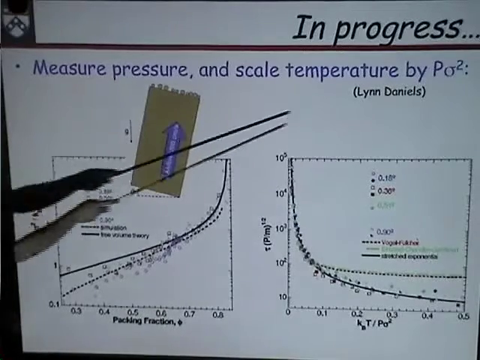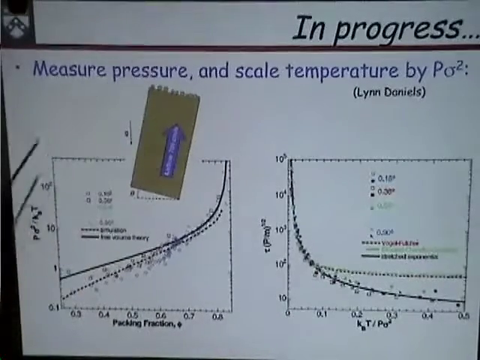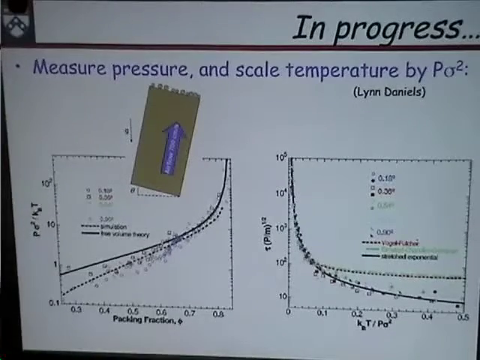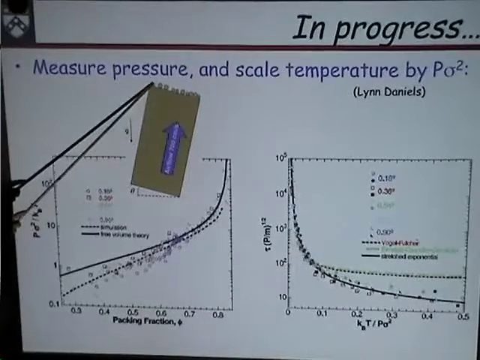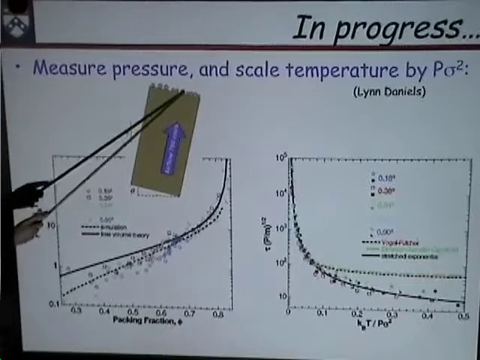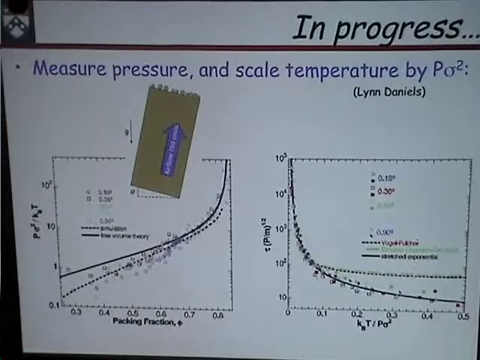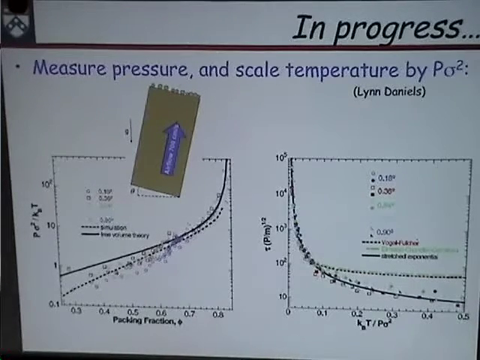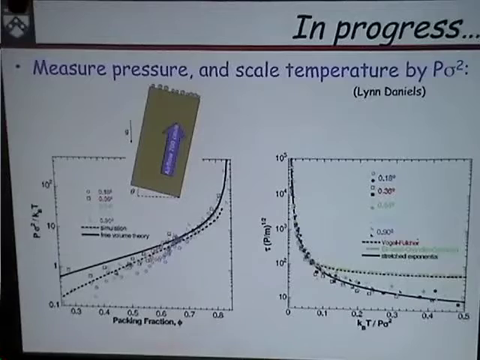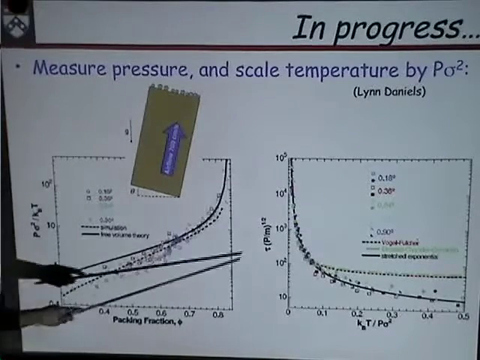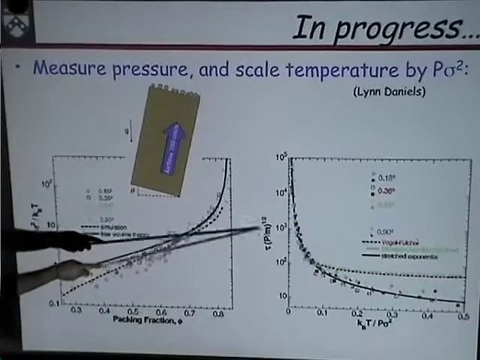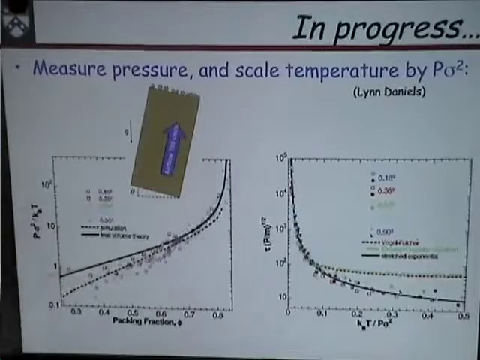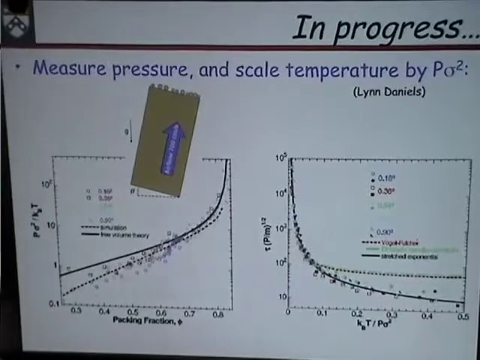So Lynn Daniels, as part of his PhD work, has been measuring the pressure in these just by doing sort of a law of atmospheres. If you tilt the sample, they'll pile up more at the bottom, will be denser down there, and you know the gravitational force along the plane, so you know the mass above that you have to support, so you can measure the pressure. And we're busy trying to measure an equation of state and see if we can scale the relaxation time by a relevant time scale that would be important in a hard sphere system, sort of pressure over mass.